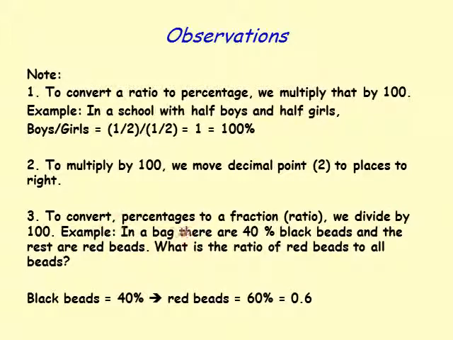An example: in a bag there are 40% black beads and the rest are red beads. What's the ratio of the red beads to all the beads? Black beads are 40% and red beads are 60%, and we're going to convert 60% to a ratio which is 0.6. What we did is move the decimal place to the left by 2. From 60, which is 60.0, we move the decimal place 1 place to the left, it becomes 6.0. One more place becomes 0.6, and we call it 0.6. Okay, let us continue here.